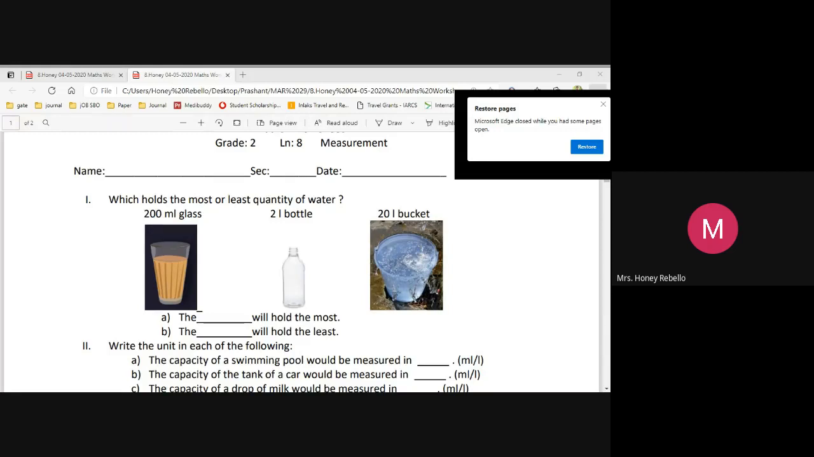Don't write any question, because this worksheet is there with you. Ma'am will ask one by one. Now, it's about measurement. I just want you to answer. Now, the first person.